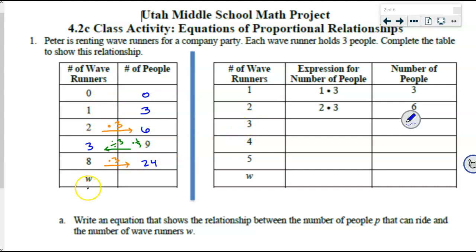Yes, so it does represent the number of wave runners. It's in the wave runners column. So that's exactly what that means. Why did we switch to a W? All the others were numbers. So why am I all of a sudden changing to a letter here? Why do you think we would do that? Zuri?